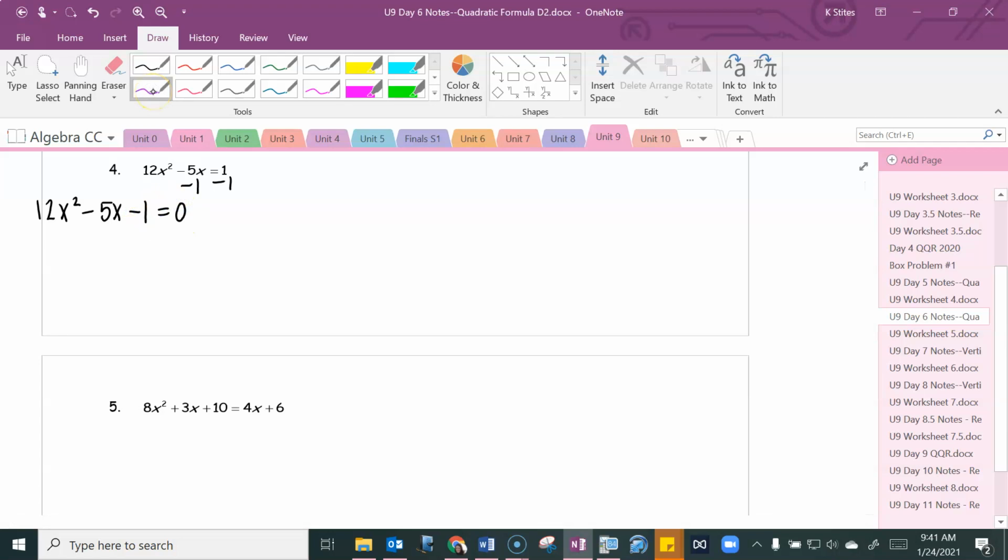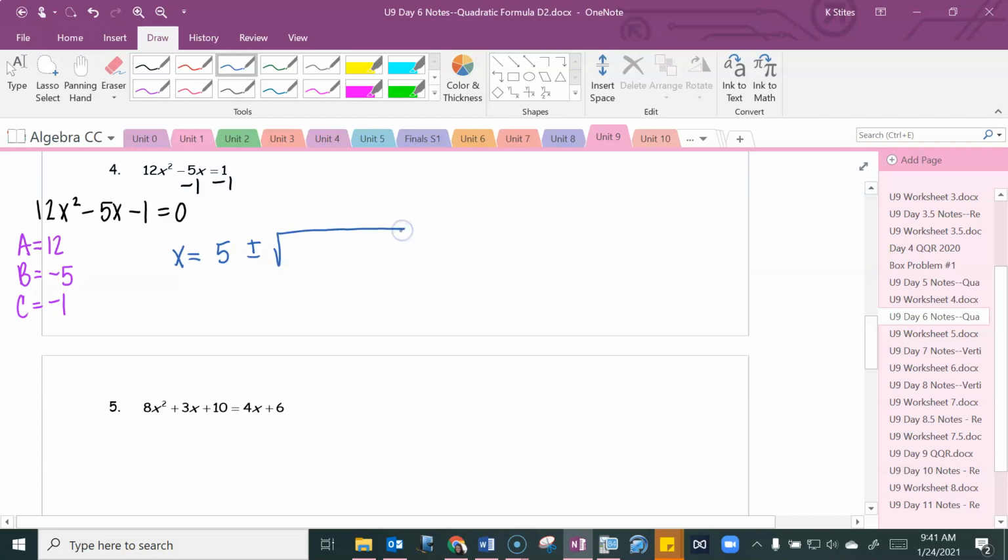Now we can identify a, b, and c. A is 12. It's with our x squared. B is negative 5. It's with x. C is negative 1, our constant. All right, let's go ahead and plug these in. X equals opposite b, which is 5, plus or minus square root of b squared minus 4ac, don't lose that negative, all over 2a.